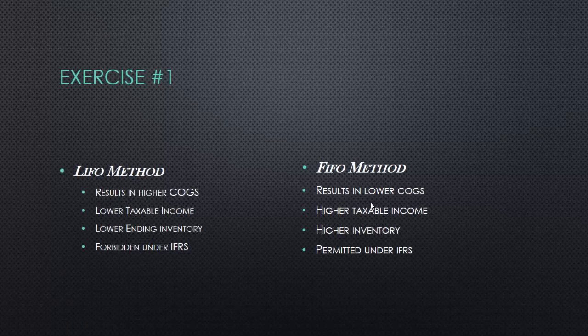The FIFO method gives you the lowest cost of goods sold because you're selling your older and assumed to be cheaper inventory first, which means you're going to report a higher income. But since you're reporting a higher income, you're paying more taxes. The offset of this is you also carry the highest amount of inventory because since you're always getting rid of your old, cheaper inventory first, the inventory you're assuming that you still have on your books is the more expensive, newer inventory that you just purchased. This is permitted under IFRS, and FIFO is much more common in the rest of the world than it is in the United States of America.